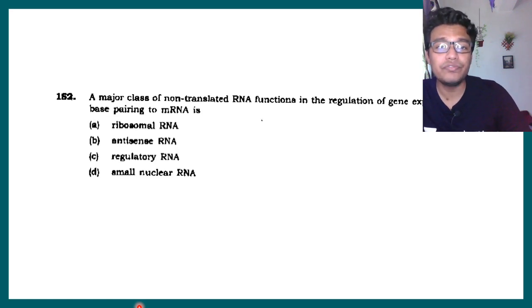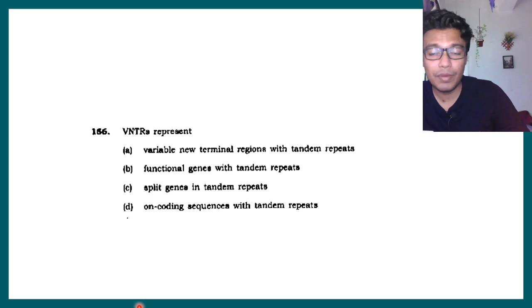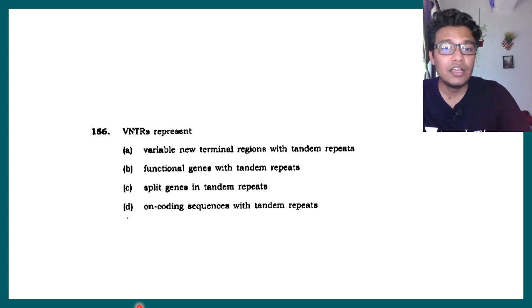A major class of non-translated RNA that functions in the regulation of gene expression by base pairing with mRNA is ribosomal RNA, antisense RNA, regulatory RNA, small nuclear RNA. And this category of RNAs is known as regulatory RNAs. So regulatory RNA would be the correct answer. If you don't know about them, I have a video on that.